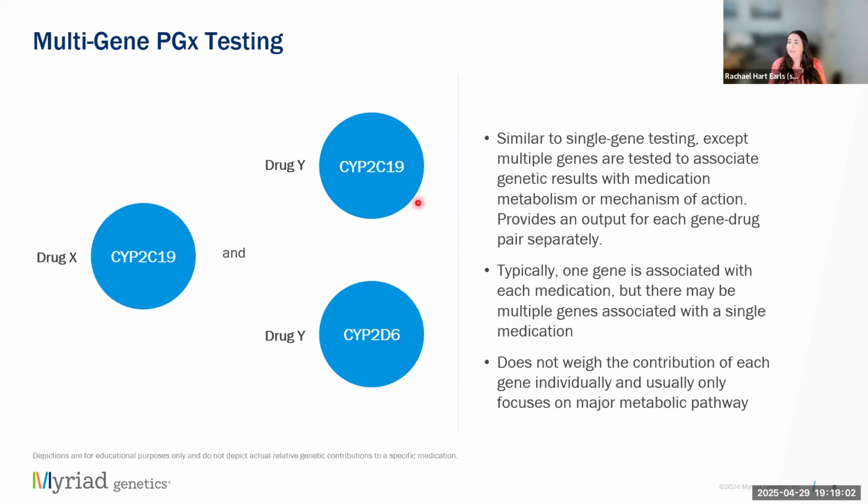If we look at the example for drug Y here, you can see that this mock multi-gene PGX test looks at CYP2C19 and CYP2D6. It will provide separate results for each of these two genes, and it will treat each of these genes as if it contributed equally to this drug's metabolism, even if that's not necessarily the case. So it will provide separate outputs for each gene-drug pair.